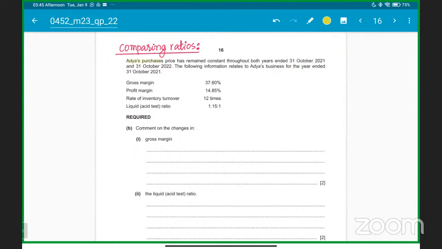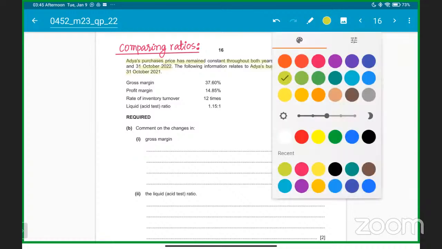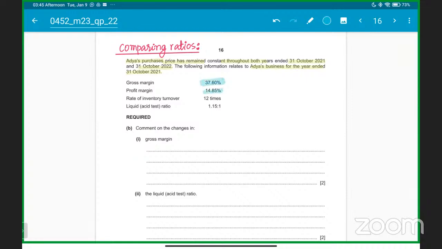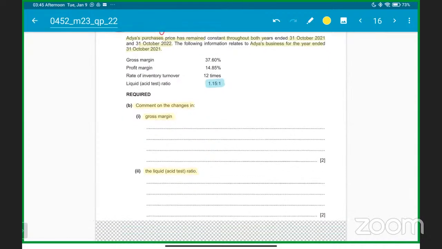Following? So we have Adia's purchases price, which has remained constant throughout both years ended 31st October 2021 and 2022. The following information relates to the year ended 31st October 2021. The gross margin was 37.60%, profit margin was 14.85%, rate of inventory turnover was 12 times, which means she was able to sell inventory 12 times, and liquid asset test ratio was 1.5 to 1. Okay, everyone got this? You have to comment on the changes in the gross margin and the liquid asset test ratio, for 2 marks only.